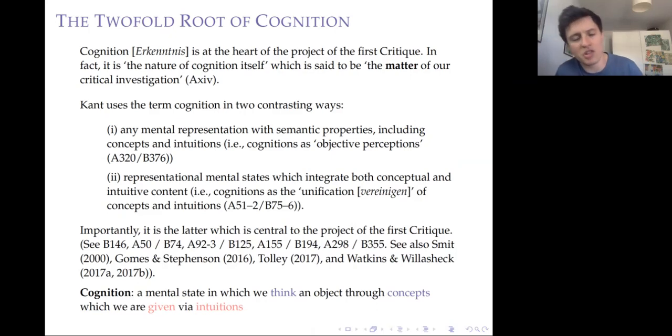But I'm really interested in this thicker notion of cognition as a unification of both conceptual content and intuitive content. There's been a lot of great work on this in recent years. I cite just some of it here, which argues that the proper notion of cognition in play for Kant is this second one, a unification of conceptual and intuitive content. So I'm going to be thinking of a cognition in what follows as a mental state in which we think an object through concepts, while the object is given via intuitions.